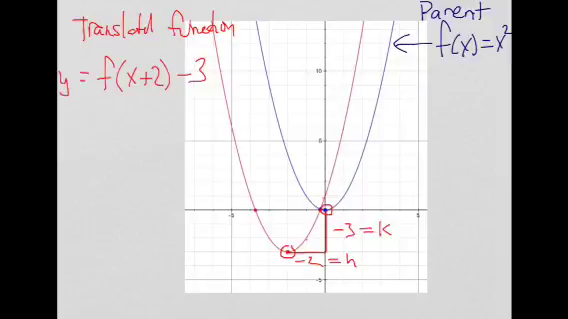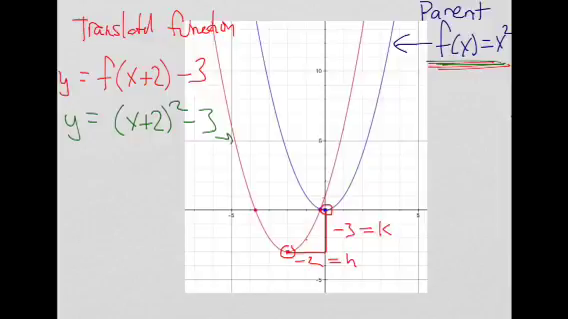And this is what I have graphed here, y based on my parent function. But now let's use this f of x here to write this new equation. So f of x is x squared, so f of x plus 2 is x plus 2 quantity squared minus 3. And this is my translated function. This is the equation of this red graph.